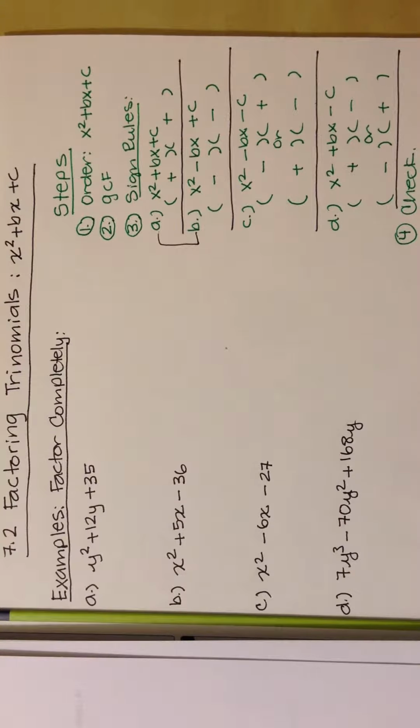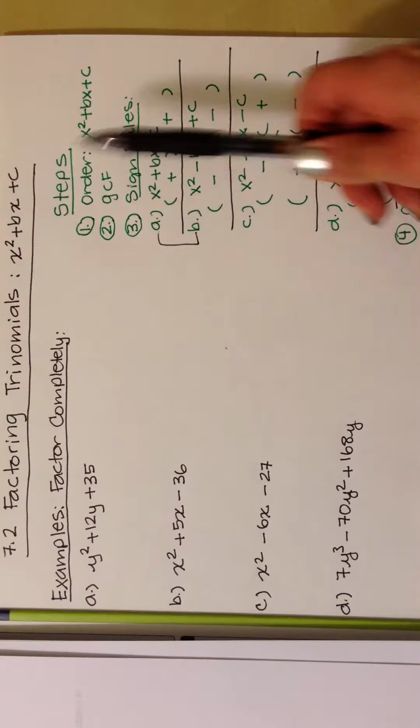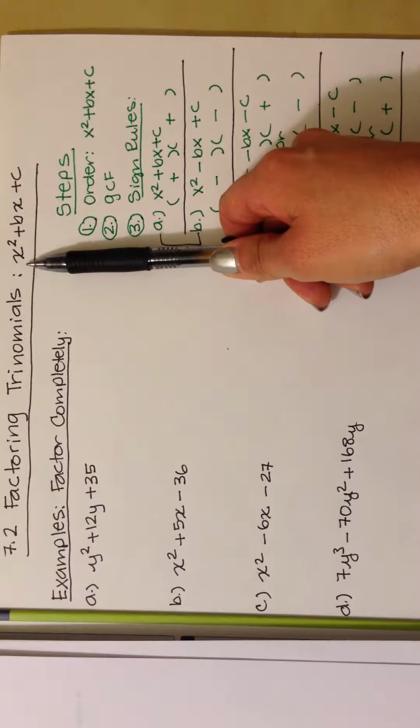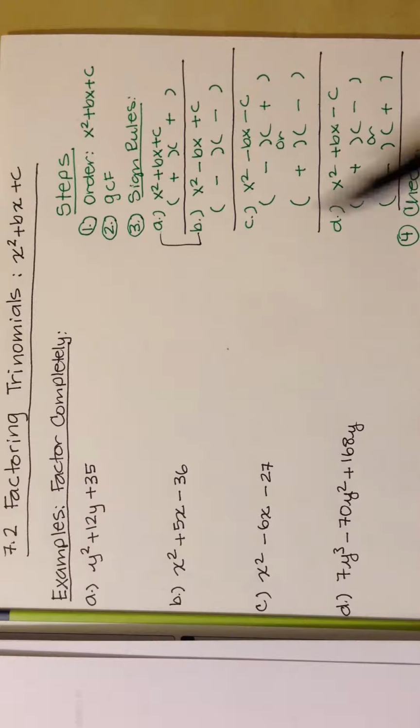7.2, factoring trinomials of the form x squared plus bx plus c. So in this section, we are factoring only 3 terms, and the coefficient in front of your x squared will be a 1 in this section. We have our 4 examples here, and then we have some of our steps.